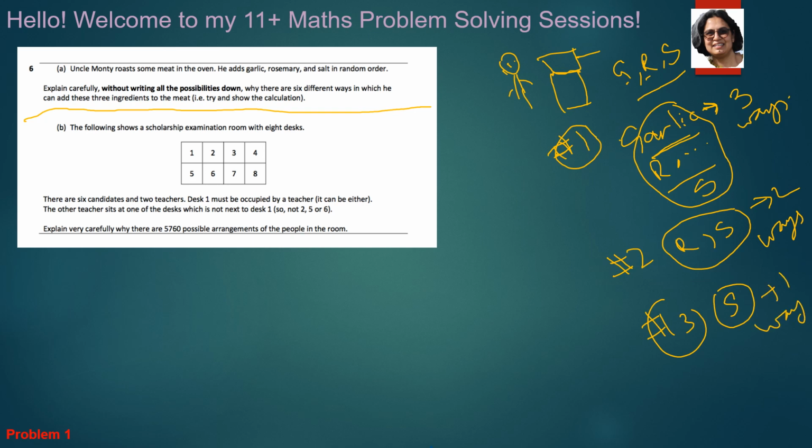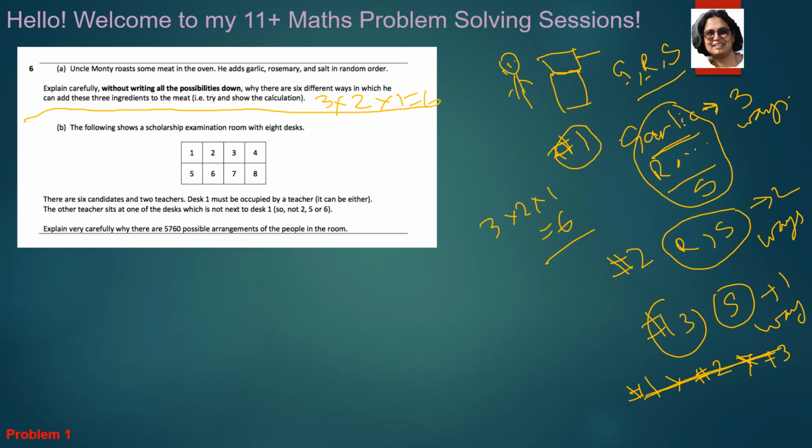So the number of ways it can be done is option 1 multiplied by option 2 multiplied by option 3. Or the other way of putting it is 3 times 2 times 1 equals 6. So 6 is the answer. So we have to write 3 times 2 times 1 equals 6.